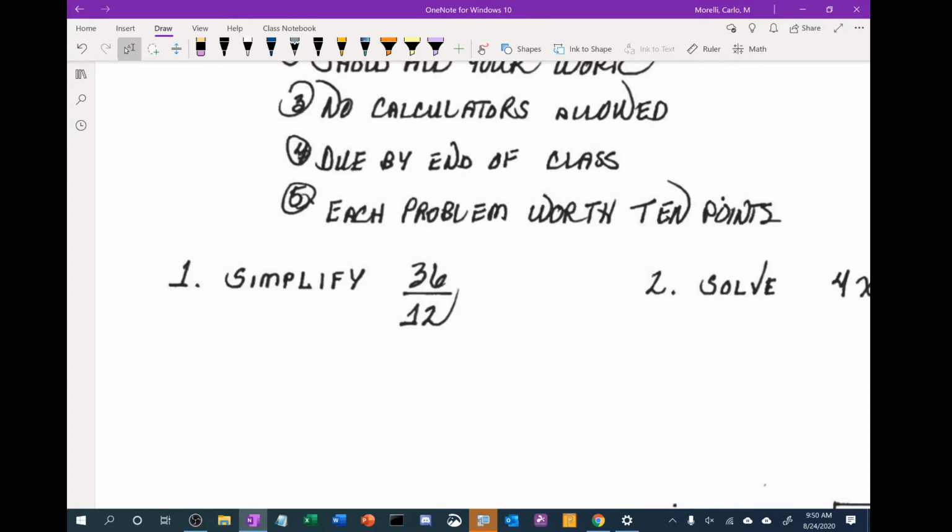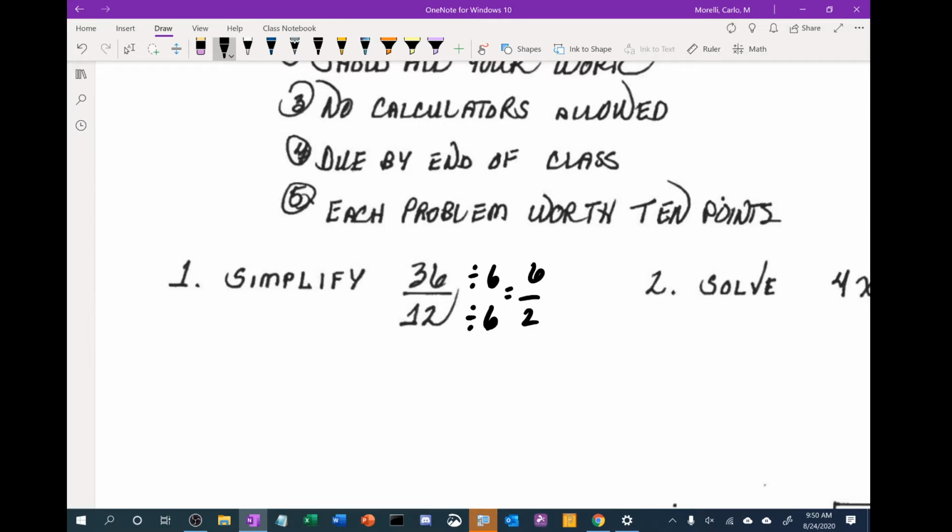First of all, 36 divided by 12 is just 3. So if you knew that, then you could say, oh, this just equals 3. Okay? But let's say you didn't know that, you weren't sure about that. You could say, okay, 36 divided by 6 and 12 divided by 6, because I know both of those divide by 6. 36 divided by 6 is 6. 12 divided by 6 is 2.